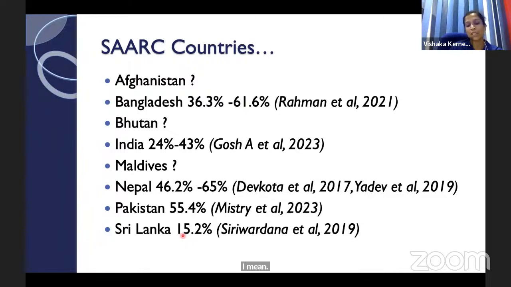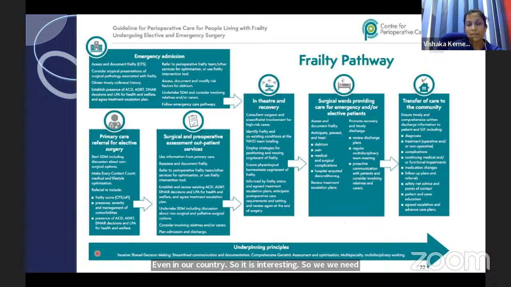Even though Sri Lanka has a lower number, it is very difficult to believe. This was a study done near Kegalle, which is in between Colombo and the peripheral area. So I think the number must definitely be higher than this, even in our country. So it is interesting, and we need more studies to find the exact number.